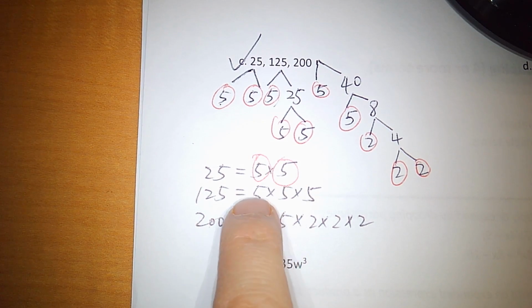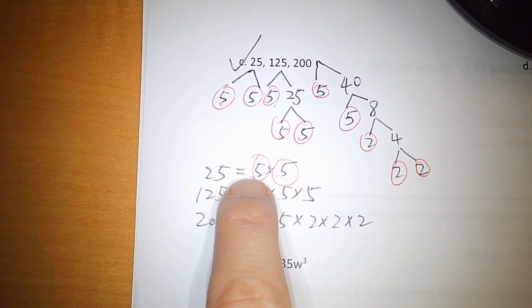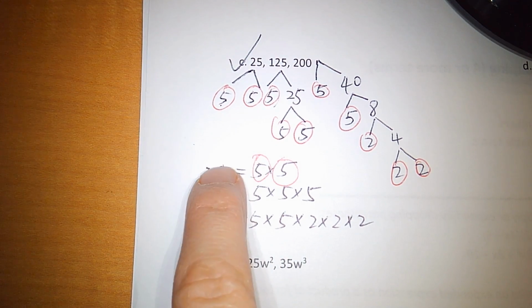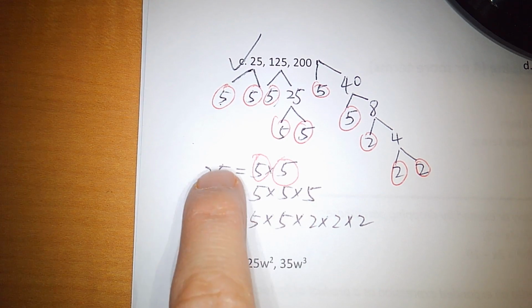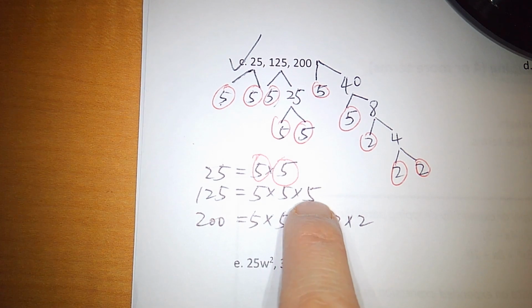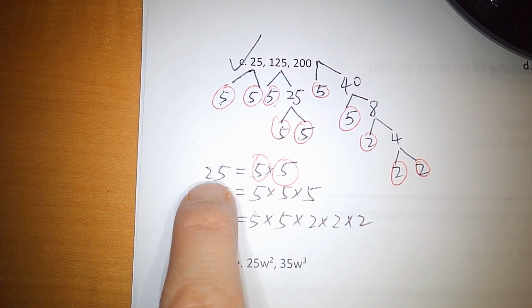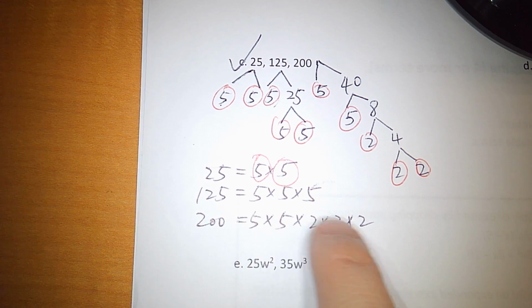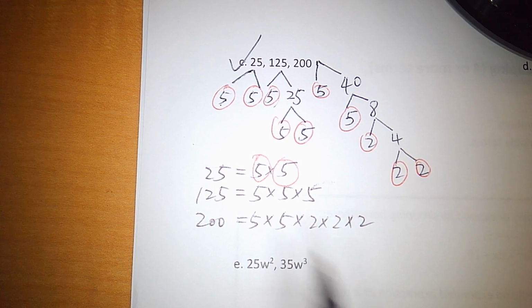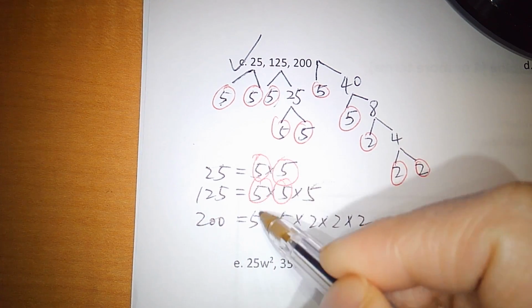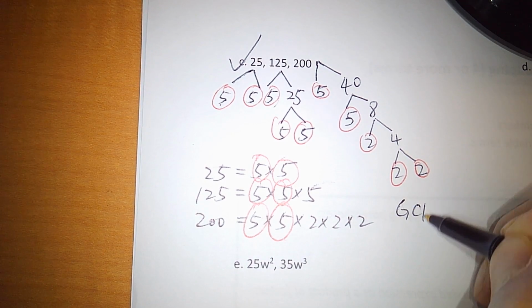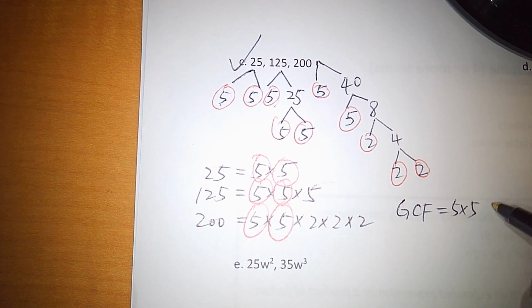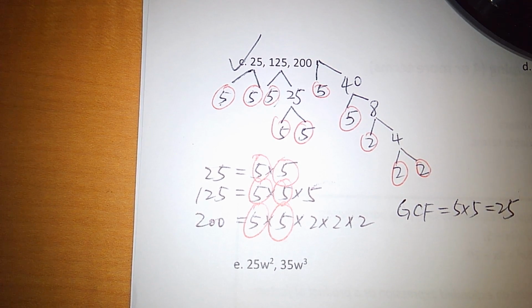25. So we have to make sure this 5 is a common factor for all of the numbers. This 5 is only a factor of 125, but it's not a common factor of 25 and 200. These 3 twos, they're not, right? So what will be the GCF? 25. Or we can highlight, like this. So GCF equals 5 times 5, which is 25. You guys feel good for a list of numbers?